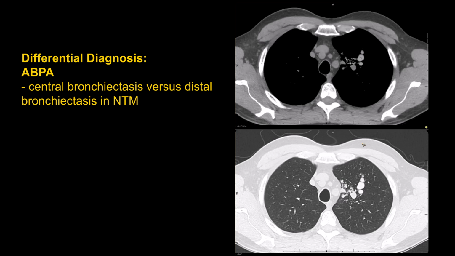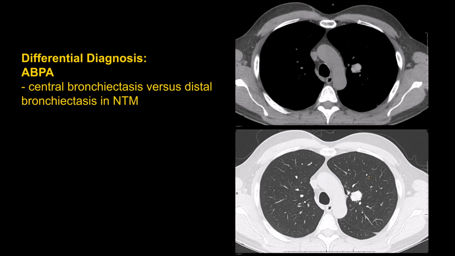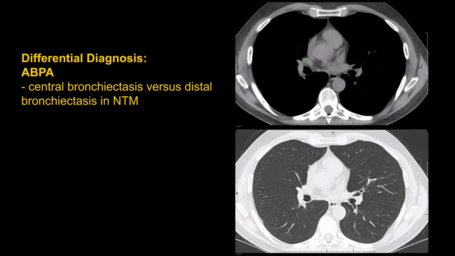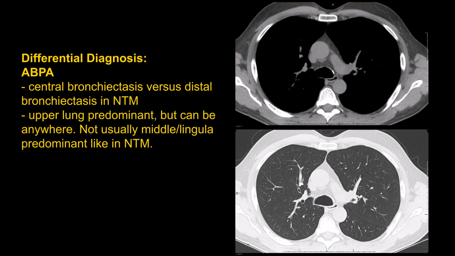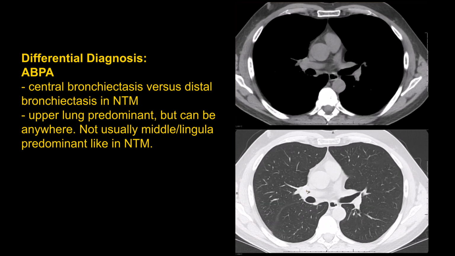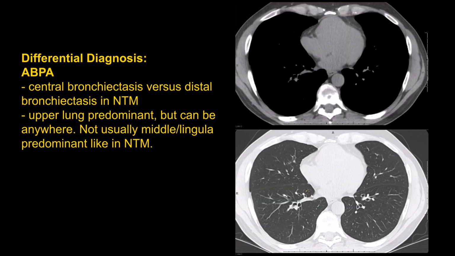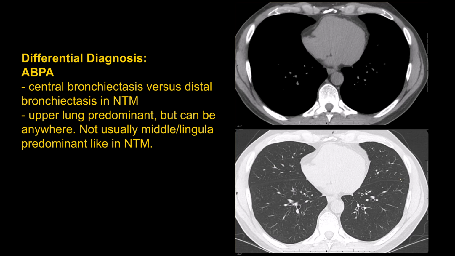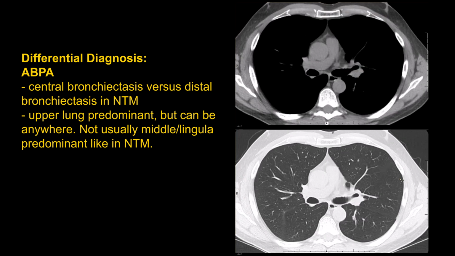In NTM, in the nodular bronchiectatic form, you have lower lung predominant and typically middle lobe and lingular predominant disease. At least that's where the majority or the most severe disease typically is. But in ABPA, it's not usually middle lobe and lingular predominant. It's usually upper lung, although it can be lower lung, it can be unilateral, it's kind of all over the place, but you don't have that middle lobe and lingular predominance that you have with NTM.